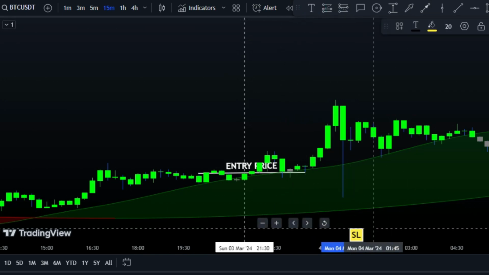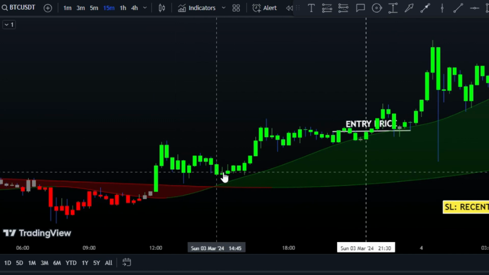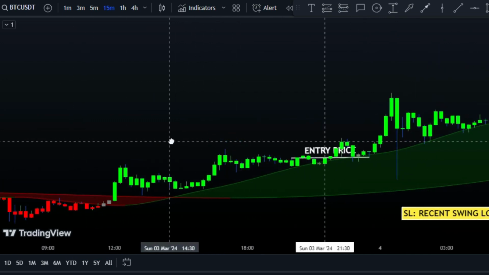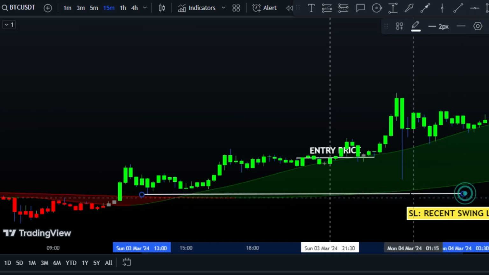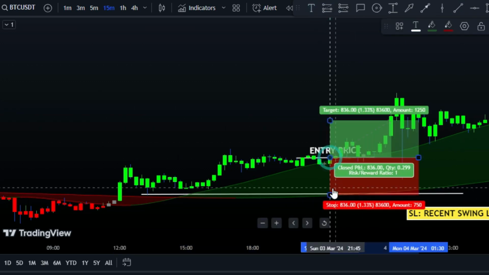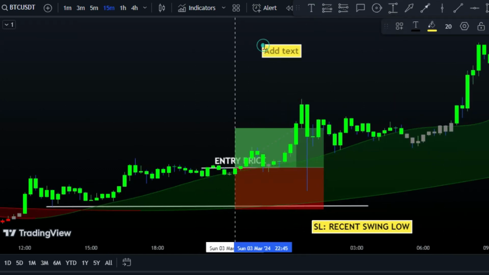After that, set your stop loss slightly below the market's most recent swing low for risk management. And finally, determine your trade target at 1.5 times the risk of your trade, optimizing your profit potential.